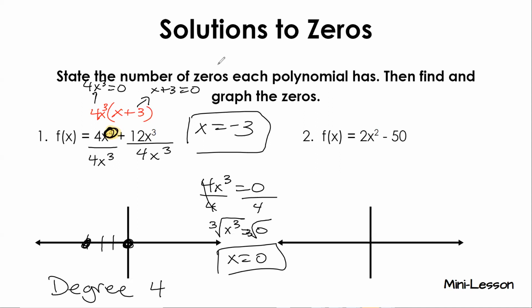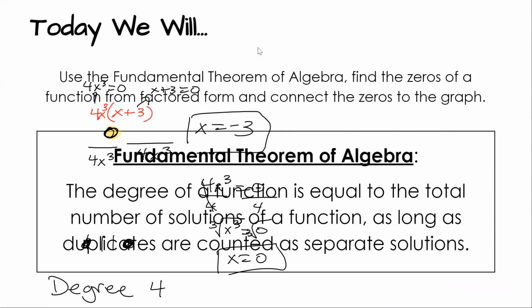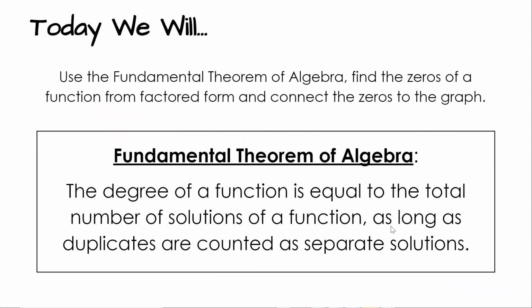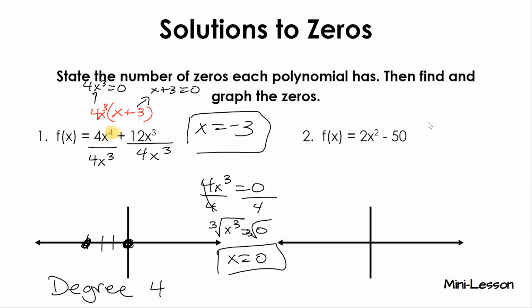Now, you remember back in the fundamental theorem, how it said, as long as duplicates are counted as separate solutions. There you go. As long as duplicates are counted as separate solutions. So coming back to our work, you notice how there was an x to the third? That's a duplicate. That means that we're going to have x equals 0 three times. Okay, but we're not going to graph that three times. Okay, so let me show you what's going to happen.